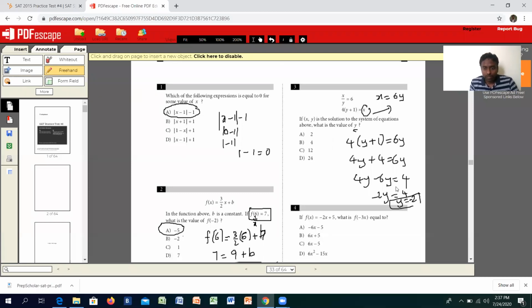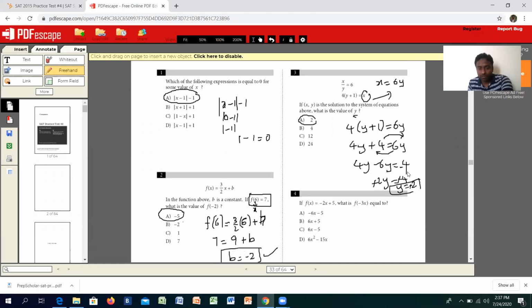Negative 2 is not there. So what we did is we have switched this 6 to here. Likewise, we need to switch this 4 to the other side. So it's negative 4, so it means positive. That means 2 is my answer. Only thing is we hadn't done that positive 4 shifting to the other side, which is negative 4.